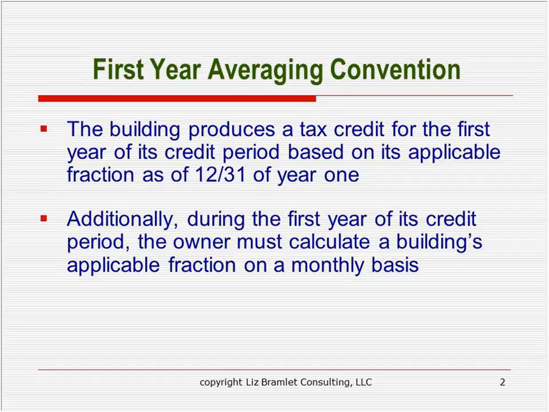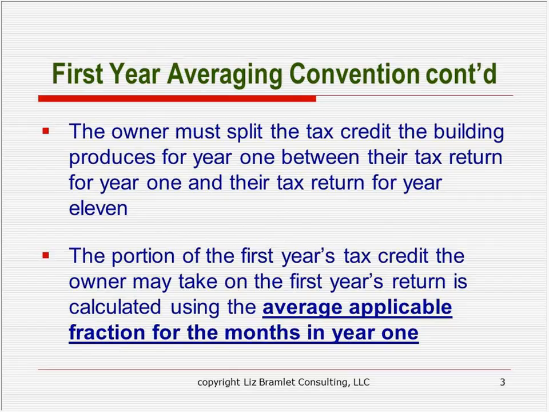In addition to that, during the first year of the credit period, you have to calculate a building's applicable fraction on a monthly basis. So after you place a building into service, you have to start calculating its applicable fraction at the end of each month. That's because an owner has to split the tax credit a building produces for year one between their tax return for year one and their tax return for year 11.